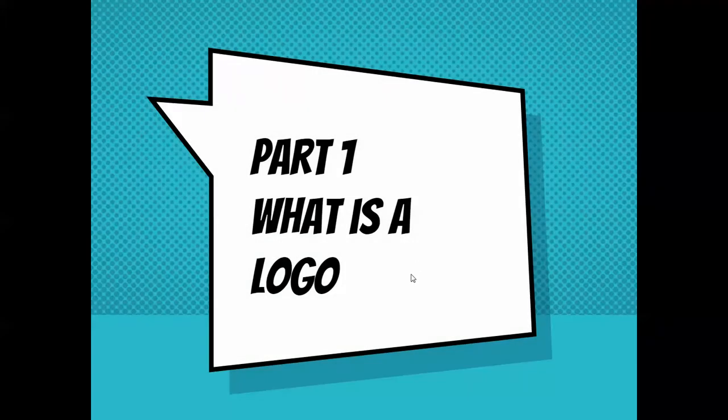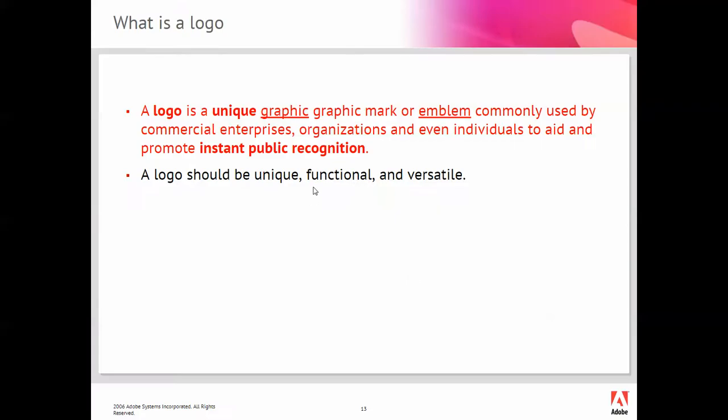All right, what is a logo? Write this down in your notes. A logo is a unique graphic mark or emblem commonly used by commercial enterprises, organizations, or even individuals to aid and promote instant public recognition. So when you see a logo, the idea is the company wants you to recognize who they are. A logo should be unique, functional, and versatile. It should be even more than that, but we're going to talk more about that as well. Make sure you write this stuff in red in your paper notes.